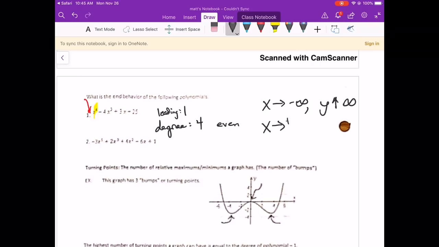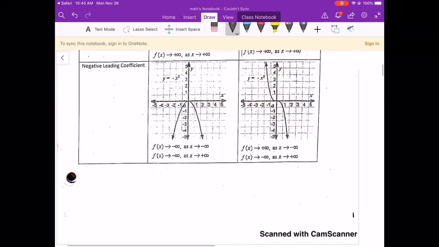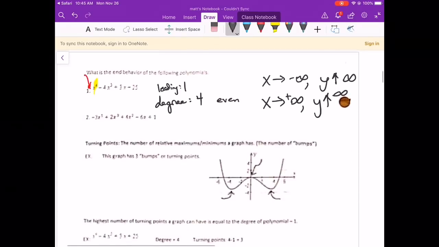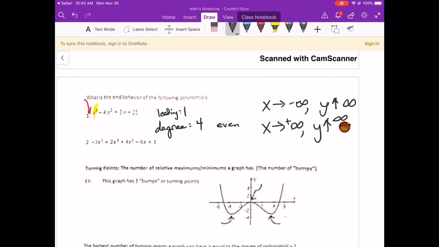As x goes to positive infinity, that's the right side, the y's are also heading up to positive infinity, because remember, it's some version of this right here, this even degree, positive leading coefficient, where both arms are heading in the same direction. Again, when we talk about end behavior, we're talking about where the graph is trending toward, way out to the left and way out to the right.